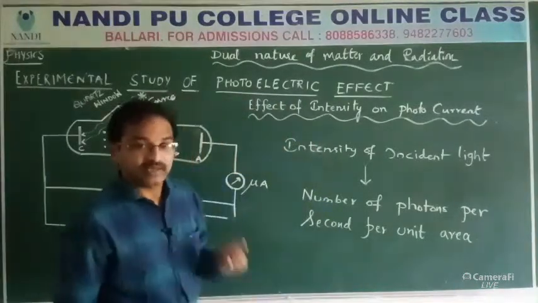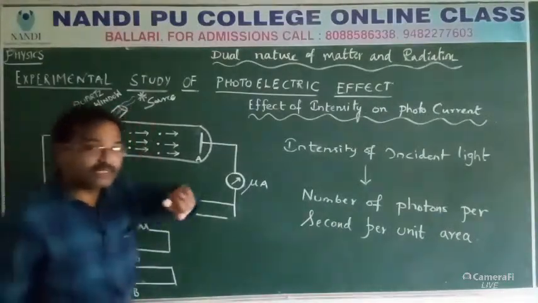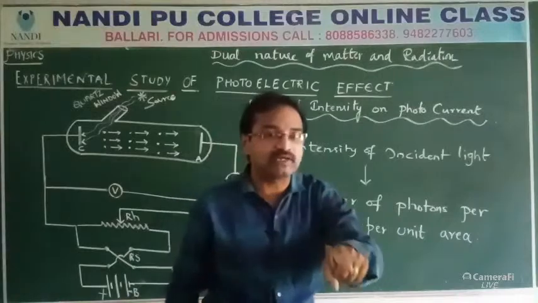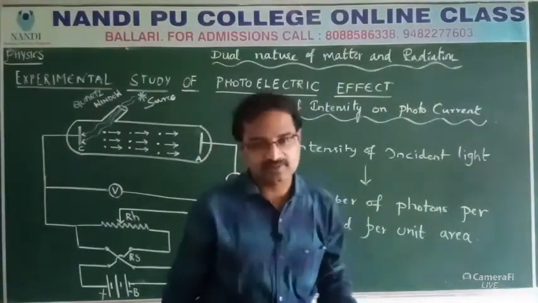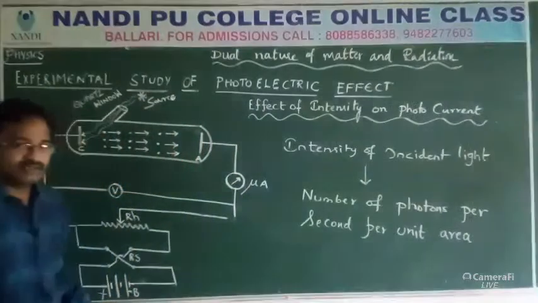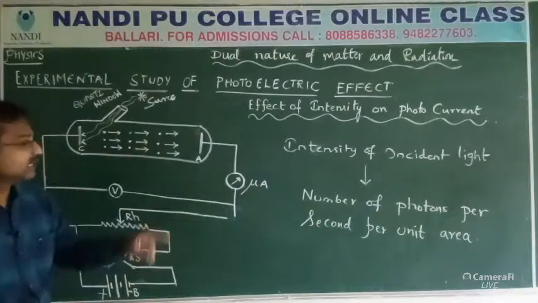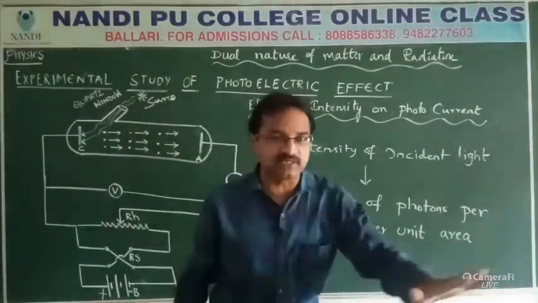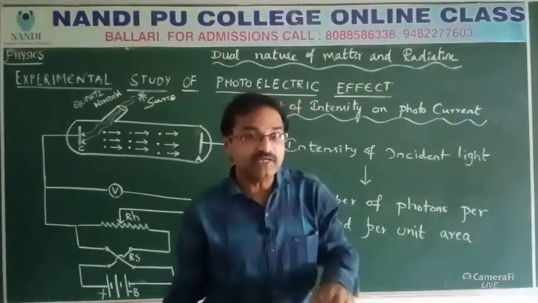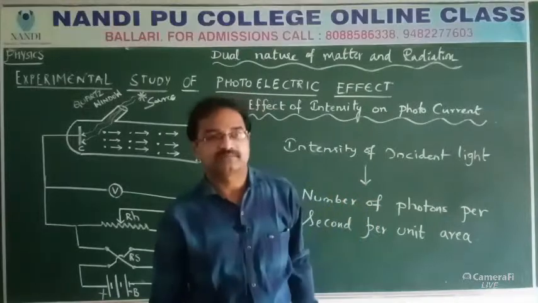But here a condition is there. The frequency must be greater than the threshold frequency. We know that already. Yes or no? Potential difference fixed. Frequency greater than threshold frequency, fixed. Now change the intensity of light.